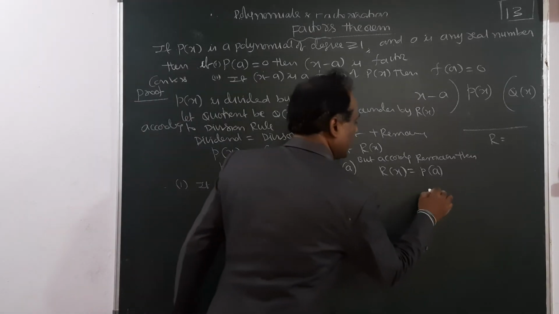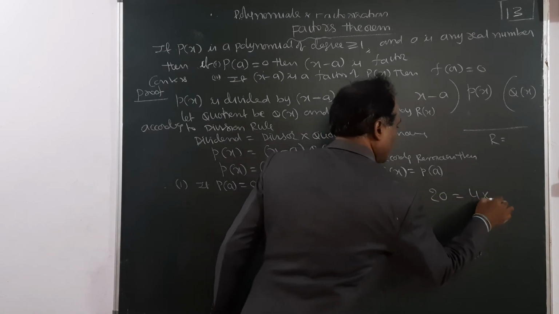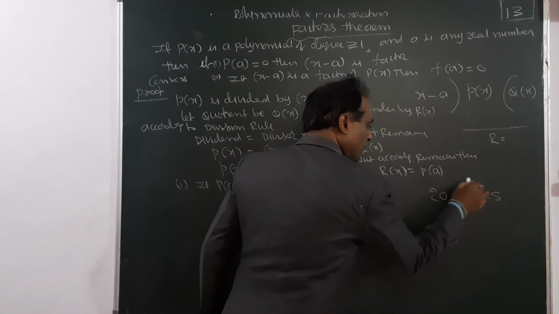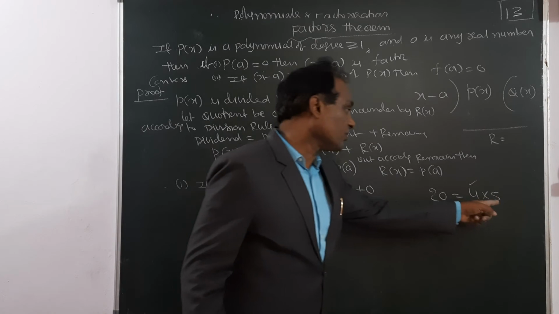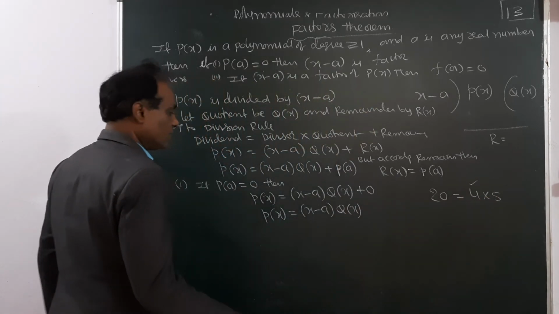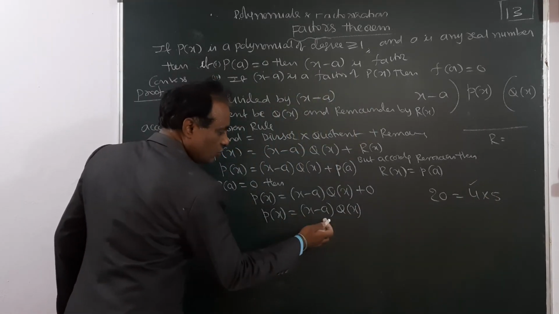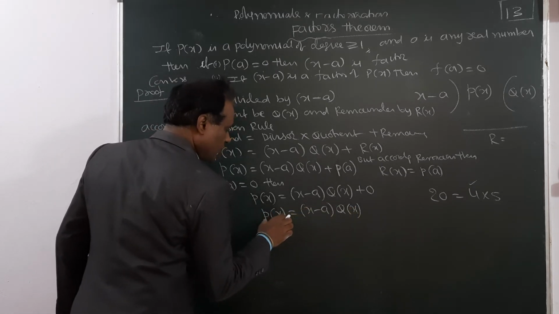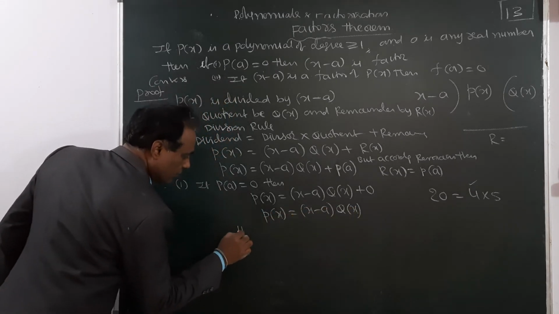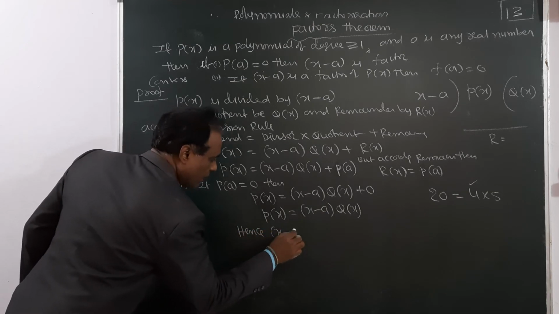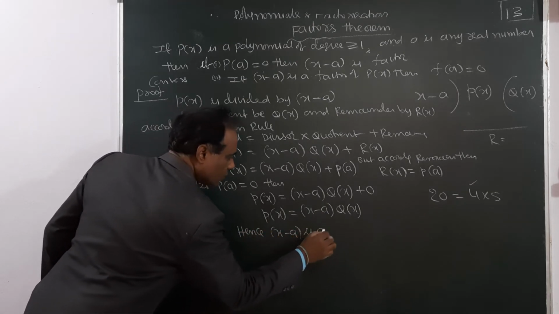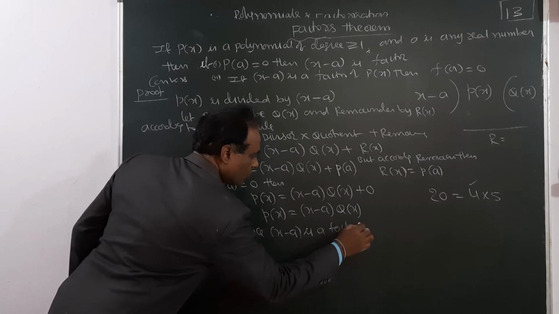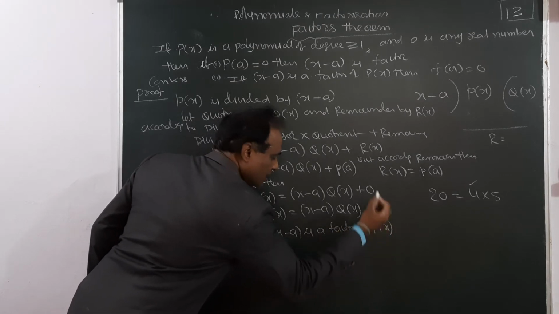See here, 20 is equal to 4 into 5. Then we say that 4 is a factor of 20, and 5 is also a factor of 20. Like this, this multiplication of these two means this is also a factor of P of x and q of x is also a factor of P of x. So hence x minus a is a factor of the given polynomial.